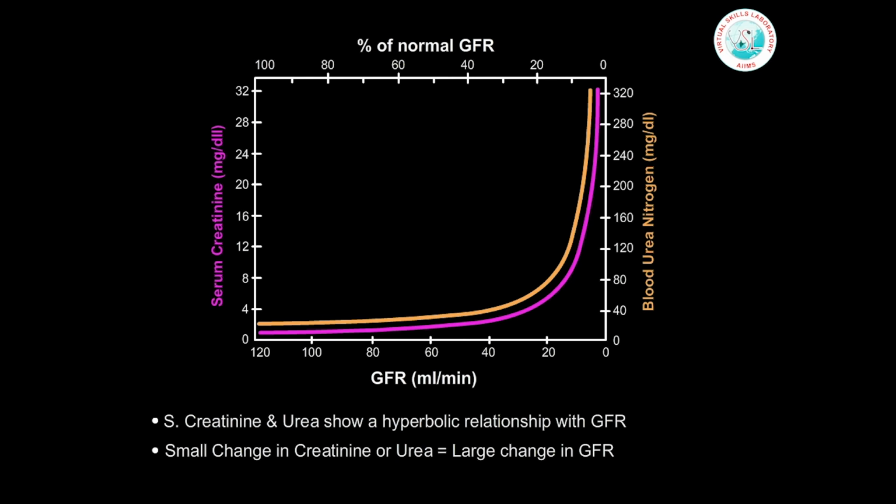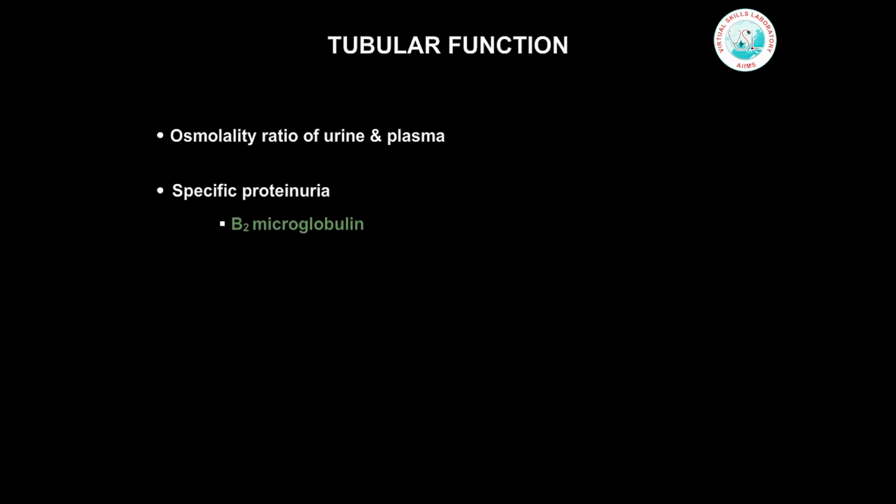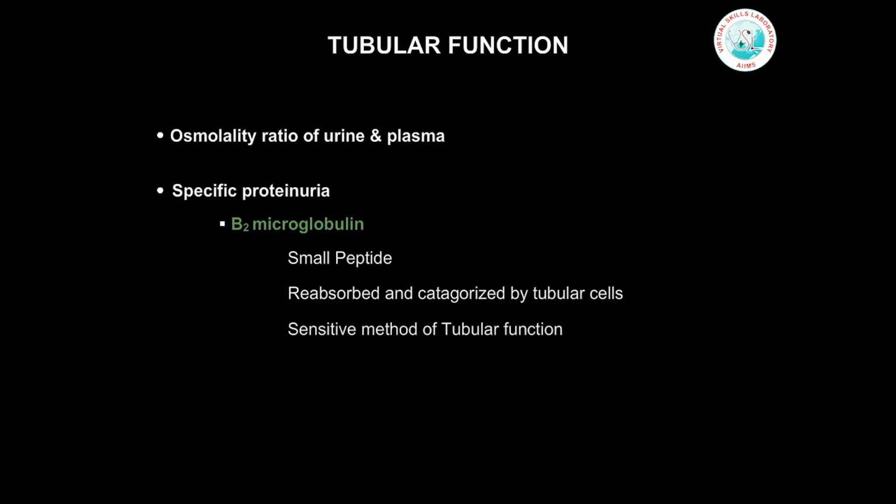As compared to assessment of glomerular function, there are no easily performed tests that measure tubular function. The few tests that are available include measurement of the osmolality ratio of urine and plasma, and measurement of specific proteinuria, for example beta-2 microglobulin. This is a small peptide that is completely filtered by the glomeruli and is reabsorbed and catabolized by tubular cells. Thus, its measurement provides a sensitive method of assessing tubular integrity.